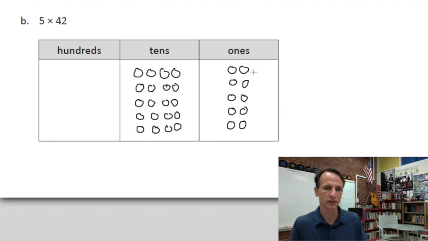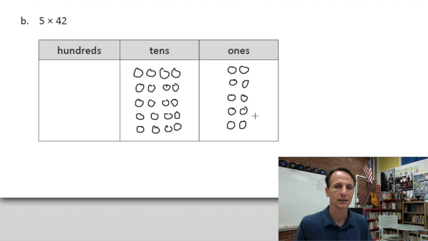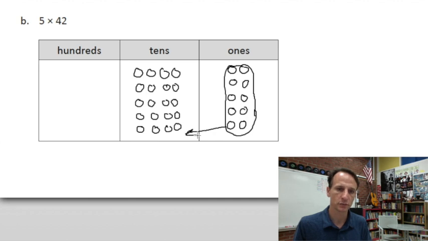Starting in the ones place, see if we can do any regrouping. We have 2, 4, 6, 8, 10. Yes, all of those ones. 10 ones equals 1 ten. Put it right there. Squeeze it in the bottom.